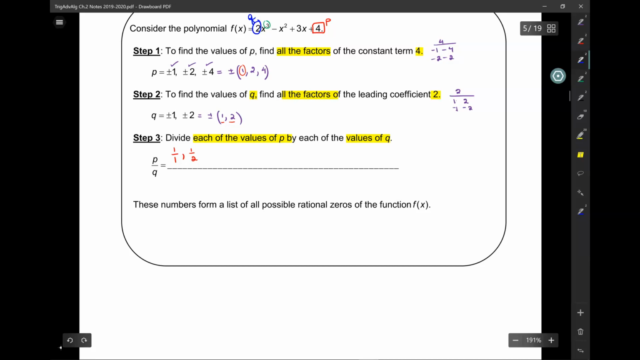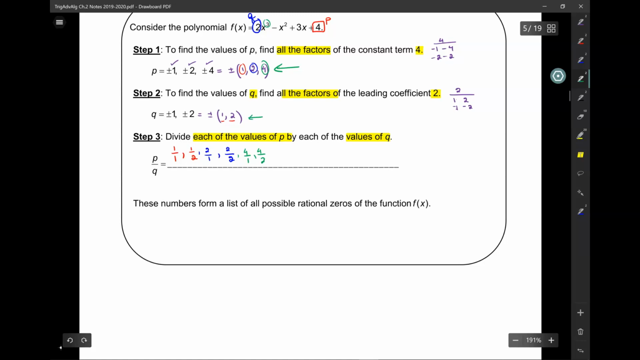I take the next number in the P's, 2. 2 over 1, 2 over 2. Yes, we're going to simplify these in a minute. Then I take the next number in the P's, 4. 4 over 1, 4 over 2. All right? It's like if you have a team of 3 here, and a team of 2 here, and everybody in P's team has to play one match against everybody in Q's team, right? So you have to do all the possible matchings.